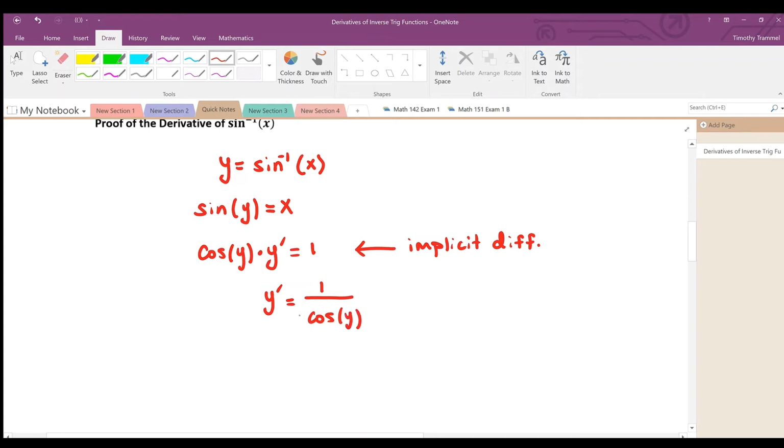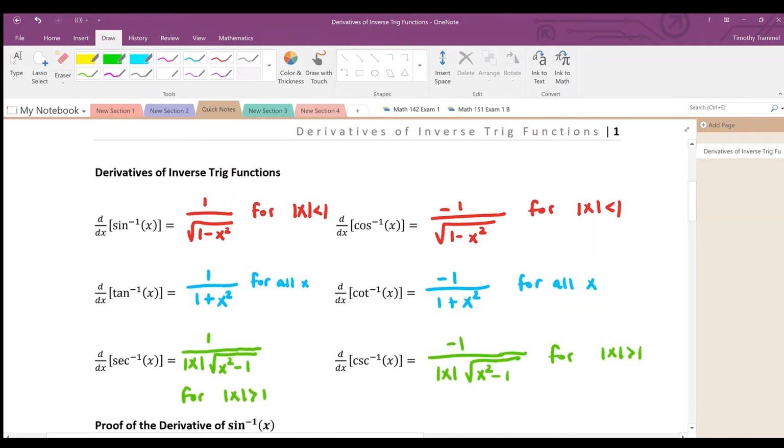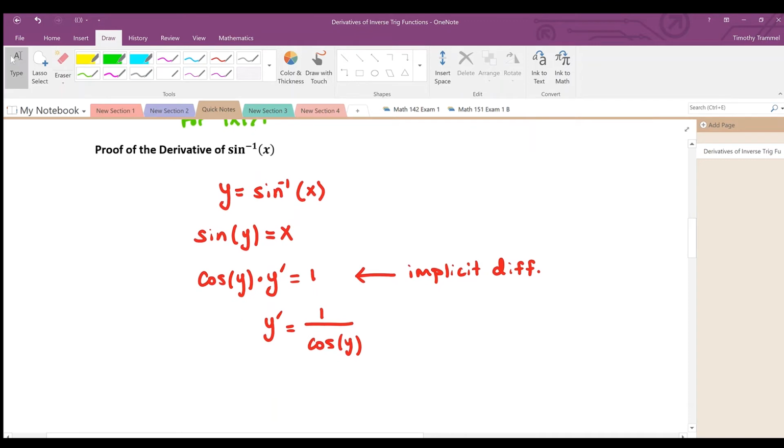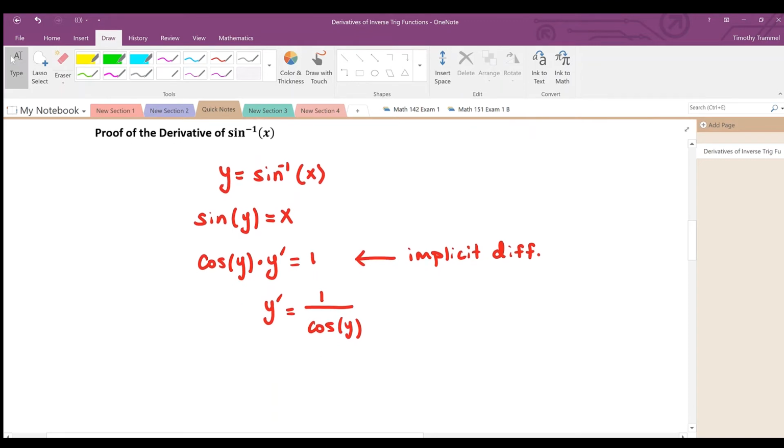Now, this is not the formula we had up here. Okay. See if we can fix this. So we know, I'm going to draw a triangle here.